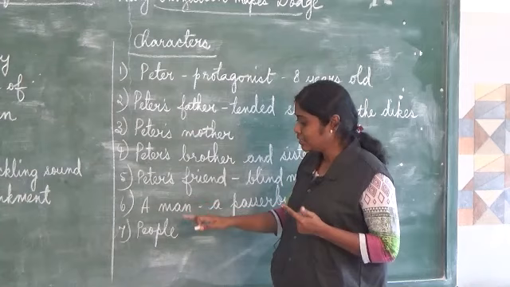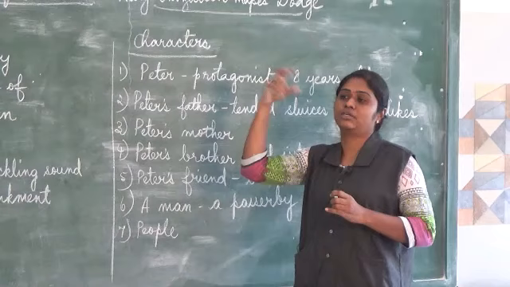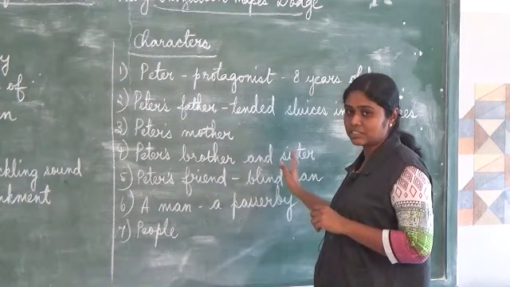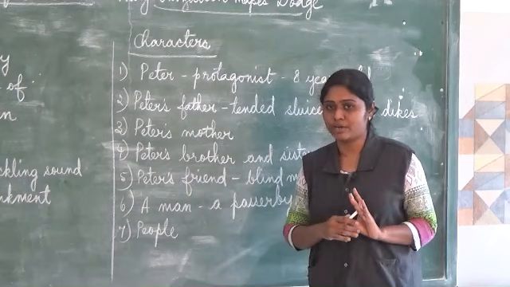Whereas when it comes to Peter's father and Peter's brother and sister, Peter only thinks about them, Peter only talks about them. They don't directly take part in the story. They are only thought about or spoken about by Peter himself. That's all. The other characters are very much part of the story. So with this introduction, we'll go into the story now.